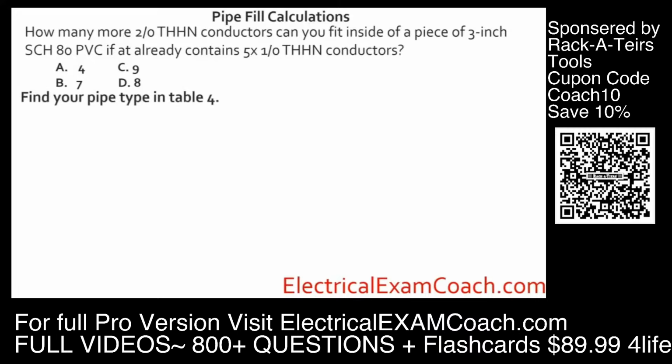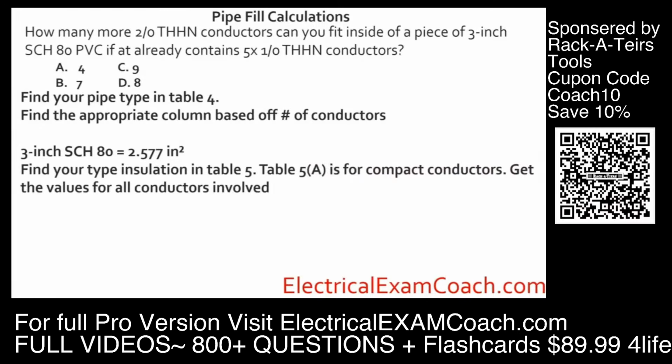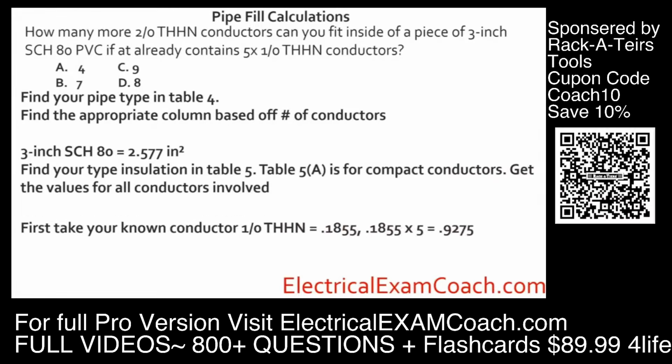Well, what we're going to do is go to Chapter 9, Table 4 and find our pipe. Then we're going to find the appropriate column based off of our number of conductors, and we're going to find that for 3-inch, here is the value. Then we're going to find our type of insulation in Chapter 9, Table 5. Go ahead and get all of the values for conductors that are involved.